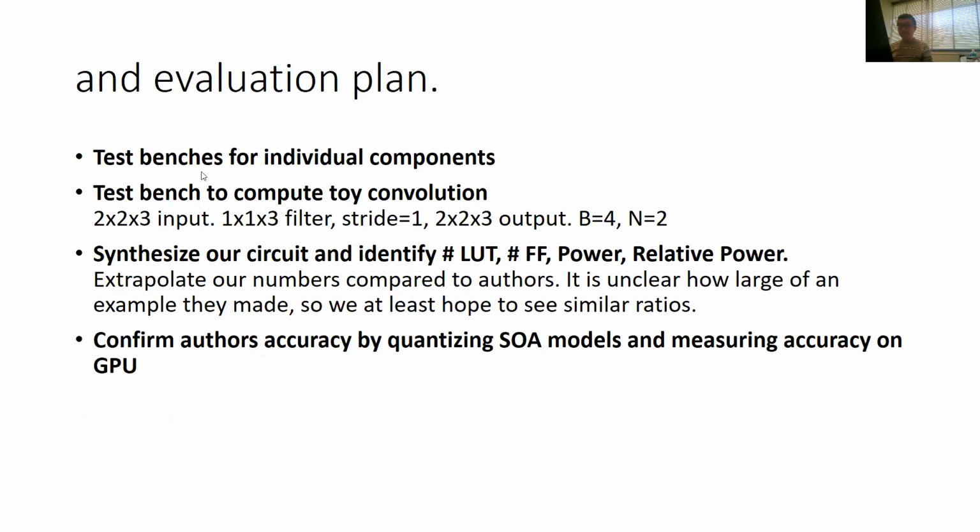For the evaluation plan, we're going to have test benches for all the individual components. We're going to do a test bench to compute a toy convolution with a 2x2x3 input, 1x1x3 filter, stride 1, and a 2x2x3 output. We're going to use B = 4 and 2 levels of quantization. Once we have that, we're going to try to synthesize our circuit and identify the number of lookup tables and flip-flops and the power and relative power values. And hopefully compare those to the authors' values in their paper.